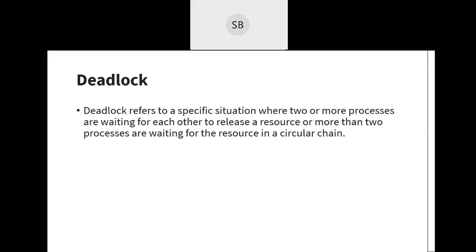So let us take an example of deadlock. Suppose we are stuck in a traffic jam on a two-way road. Two cars are there. You are sitting in one car, I am sitting in another car in the opposite direction. But we don't have any way to move backward or move forward. So that is known as a deadlock.